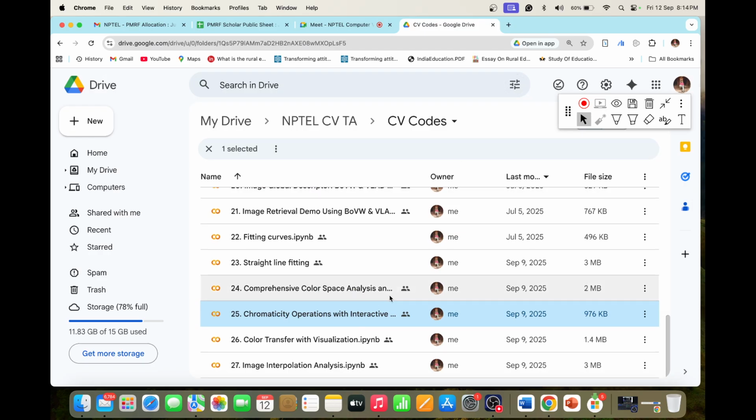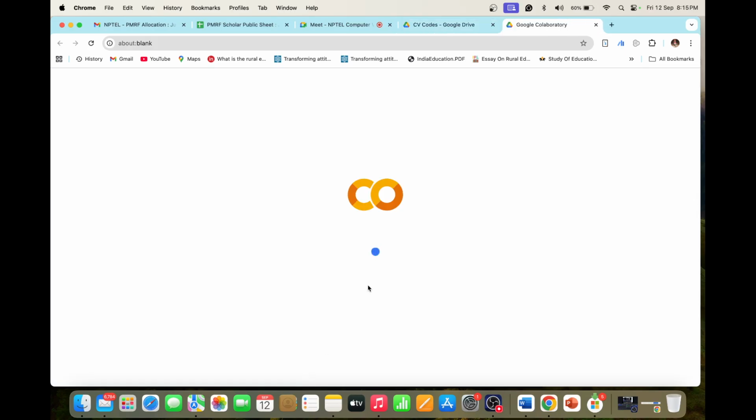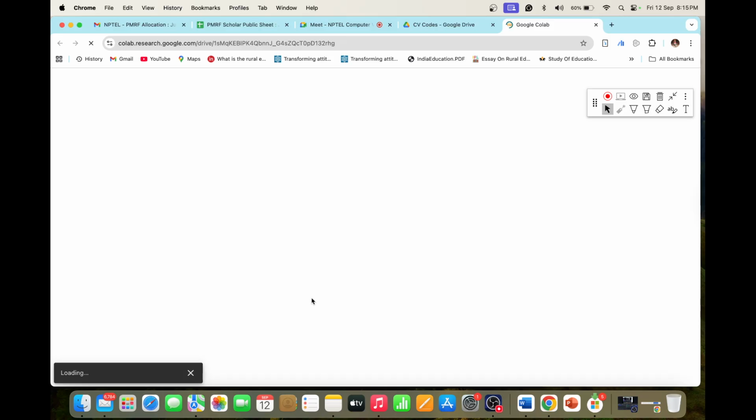And at last we have image interpolation. This is also interesting. You can see different types of image interpolation. I think I have done only bilinear interpolation. So let me see it.